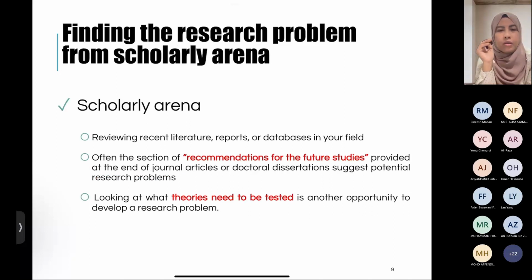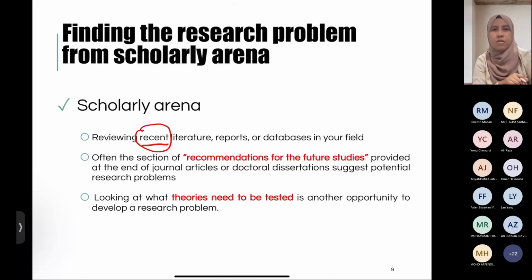The next part, scholarly arena. So how to find the research problem? By reading the literature review. First of all, reviewing recent literature, reports and databases in your field. Recent. When we are talking about recent, this is very relative to when you want to submit your thesis. So if you are submitting your thesis not this year, next year, 2014, for example. I said this also to my full research student.